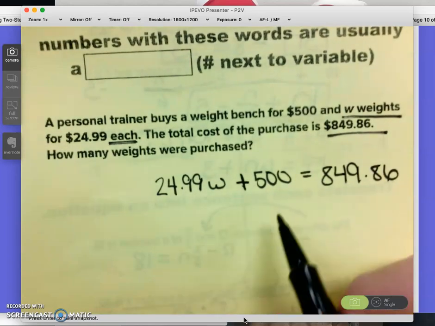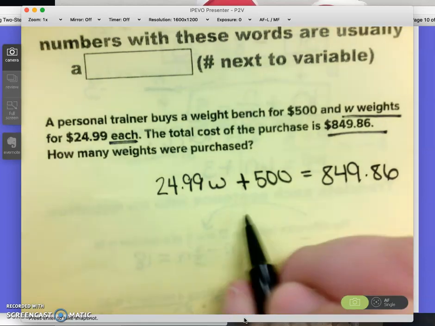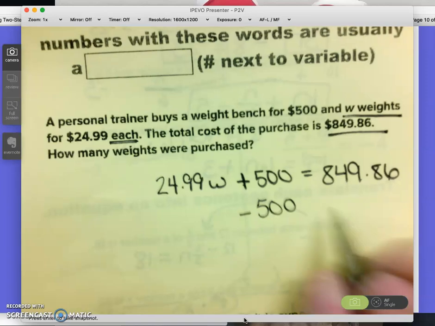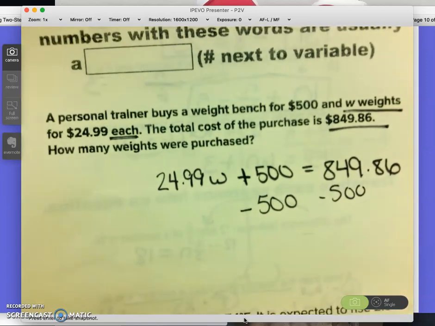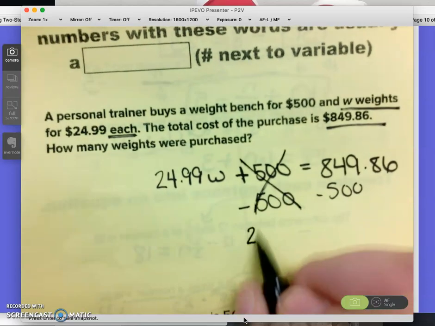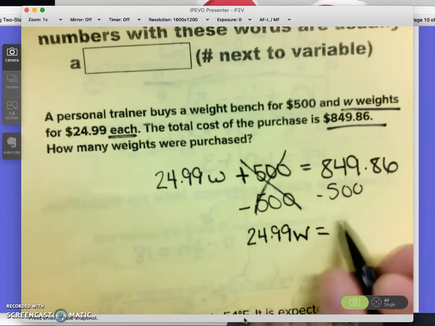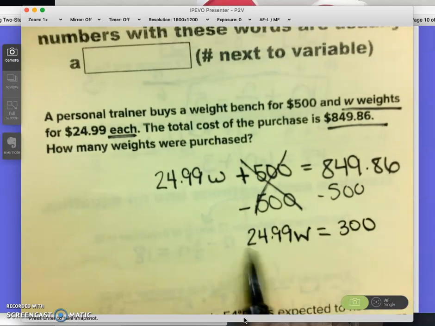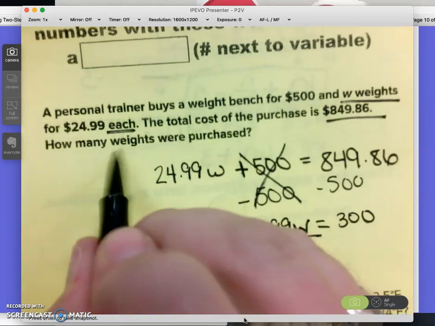That 500 is my constant. It doesn't have a variable, so I'm going to get rid of that first. So 500, subtract on both sides. Again, you can use a calculator to do these big numbers. This will go away. $24.99 W equals 300. And I'm trying to figure out how much each weight costs.